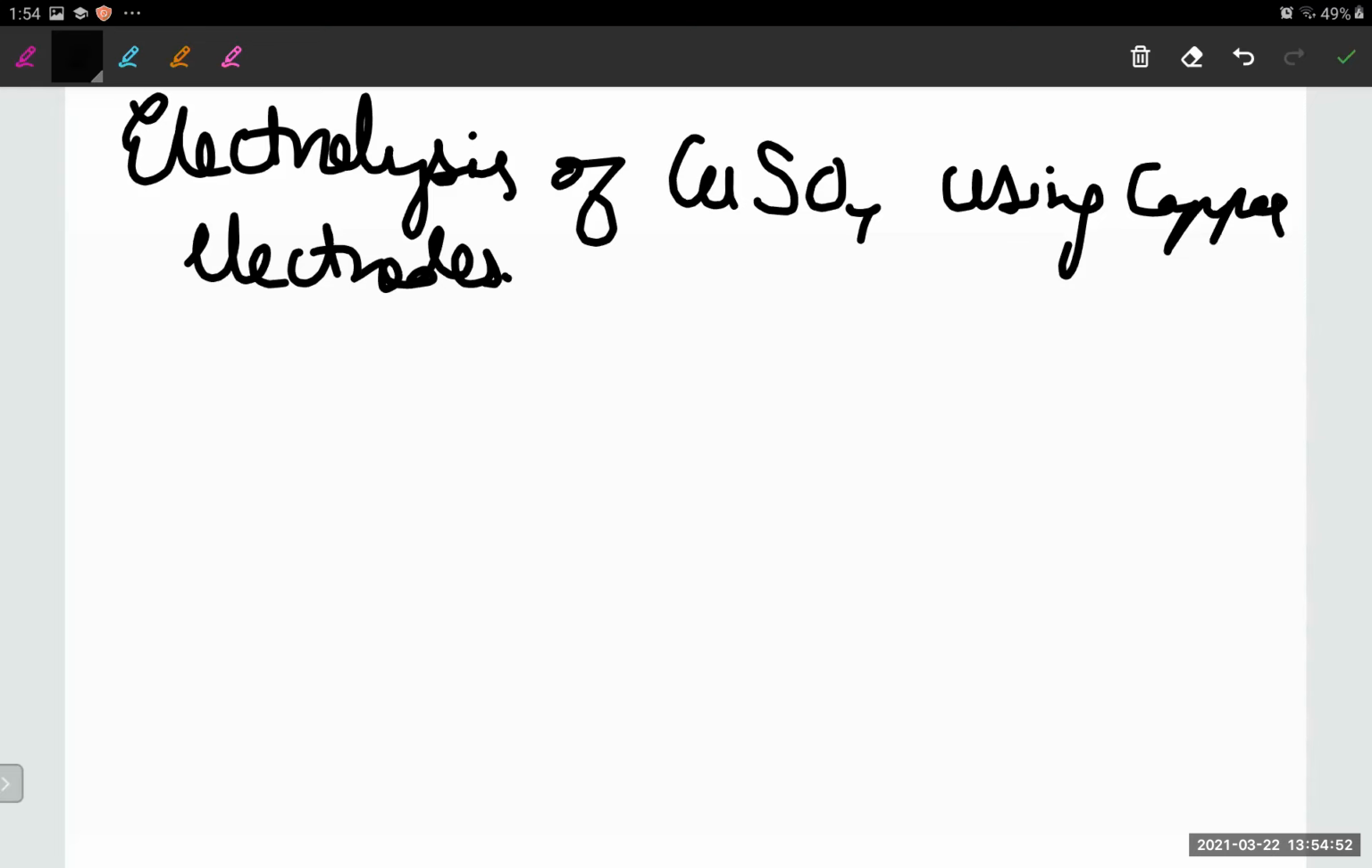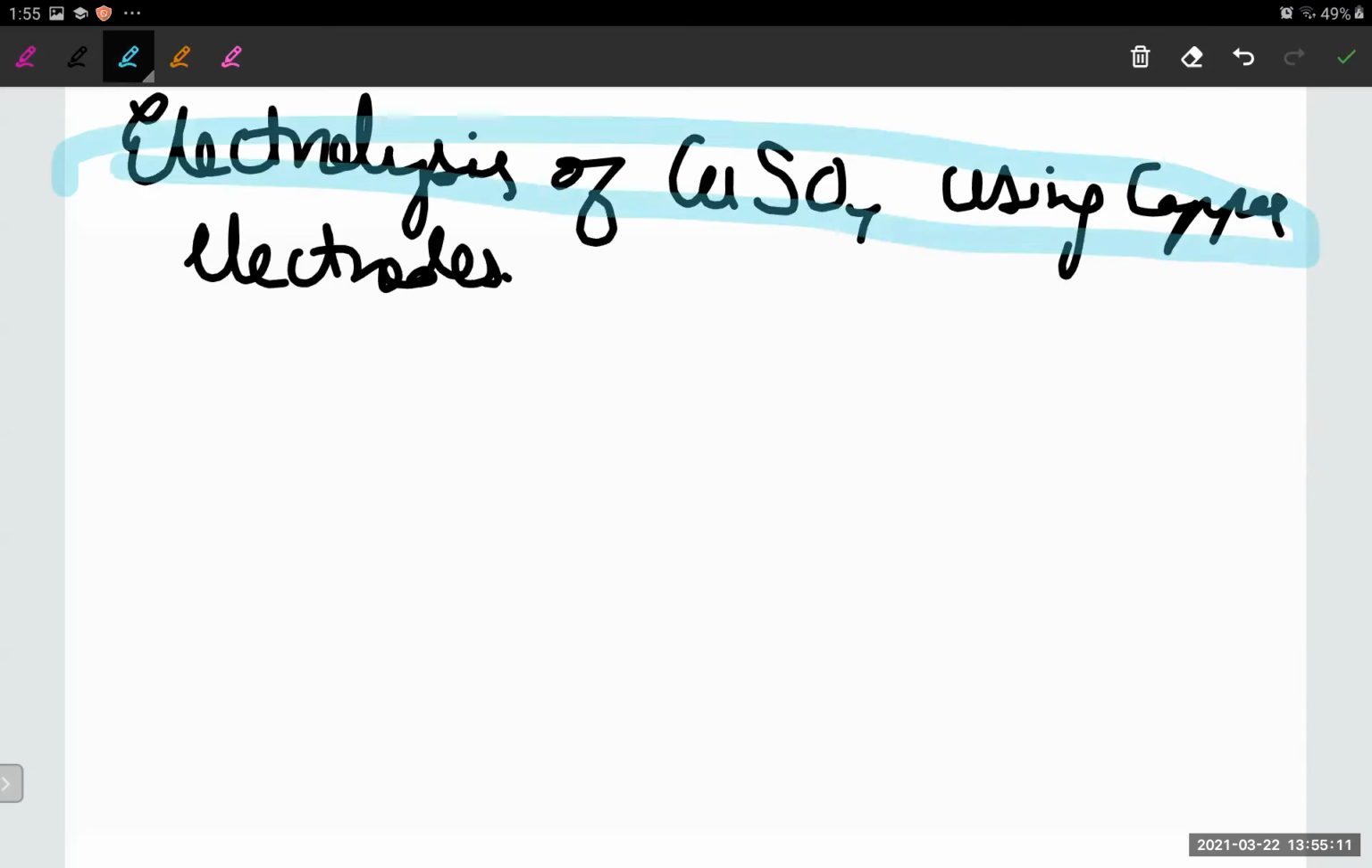In today's session, we'll be continuing with the topic electrolysis. It's the last topic. It will take hardly a few minutes, and it's a very important topic. So please pay attention and kindly take down some notes. Okay, so let's start. In this session, we'll be doing the electrolysis of copper sulfate using a copper electrode.